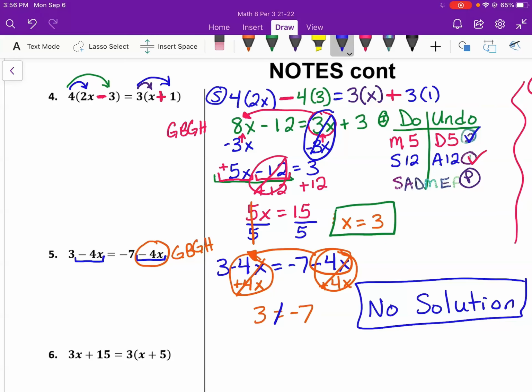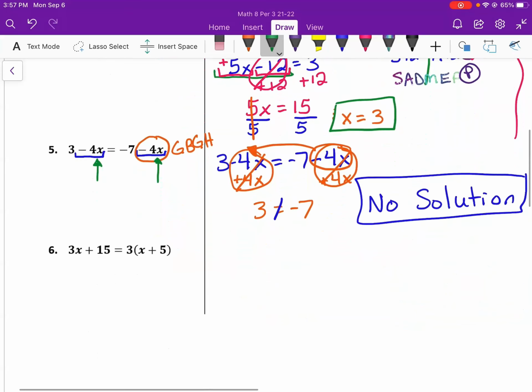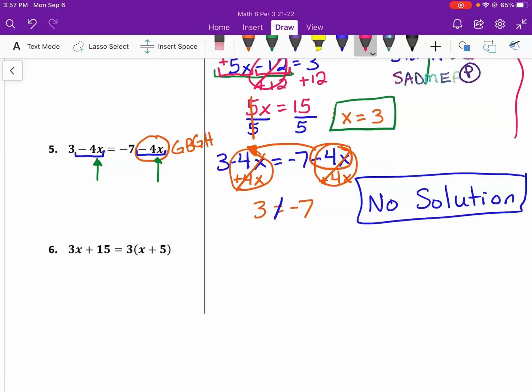Now, back up just a second and I'll show you. What this means is that there is no number I can plug in for this x to have these two sides be equal. I will never be able to multiply negative 4 times a number and add 3, and negative 4 times a number and then subtract 7 and get the same number in the end. So that's why there's no solution. There is no chance you can do this. Okay, one more.